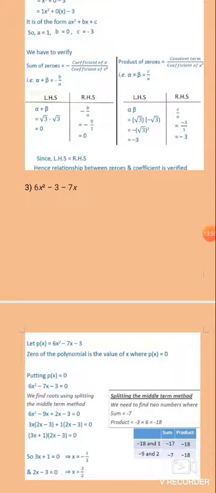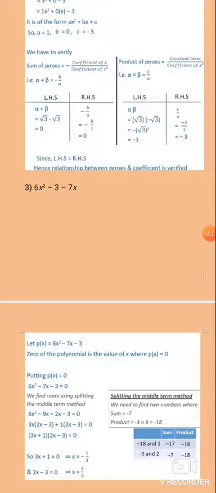After that, using splitting the middle term, the sum of two numbers is minus 7 and the product is equal to minus 3 into 6, which is minus 18. Now here minus 18 and 1: the sum is minus 17 and product is minus 18. Can't take that one. Consider the next group: minus 9 and 2. Minus 7 is the sum, product is minus 18. So we select that one.